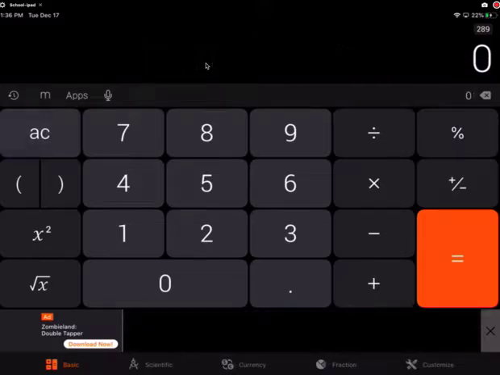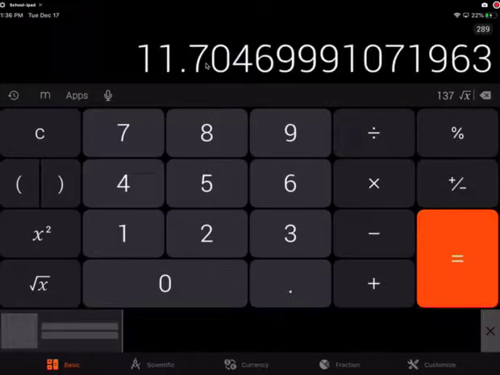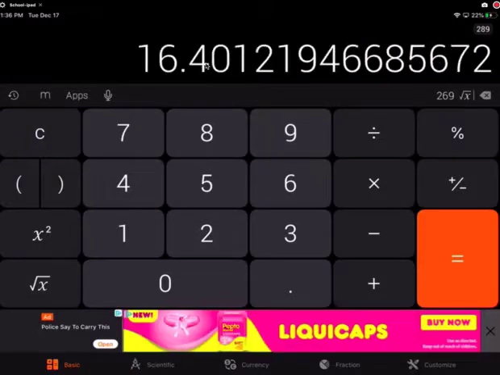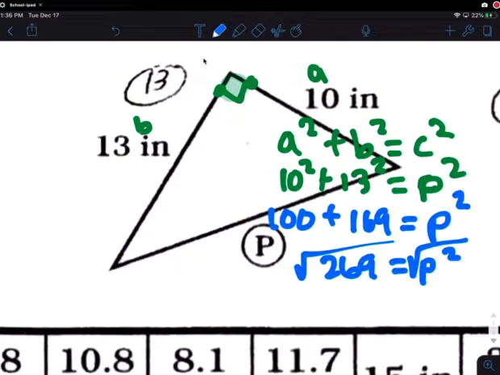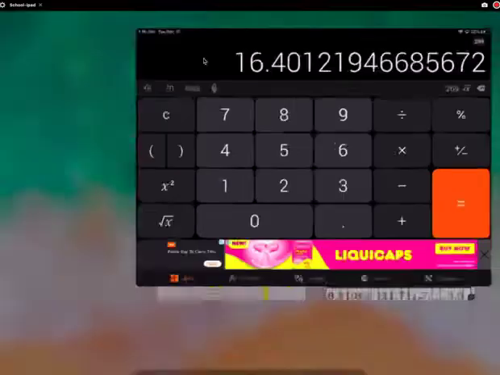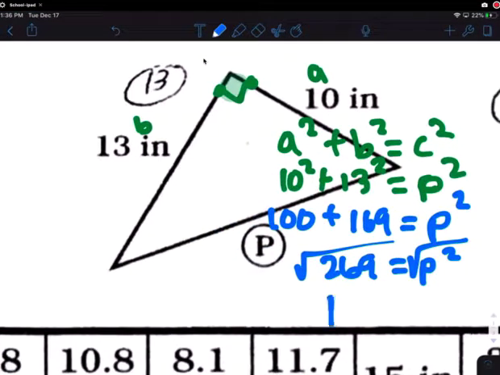Take the square root. Square root of 269. Clear it out. 269, oops, wrong one, wrong button. Uh-oh. Clear. 269 square root. 16.40. This is 0, so it stays a 4, okay? So it is 16.4. Making sure. It is P.